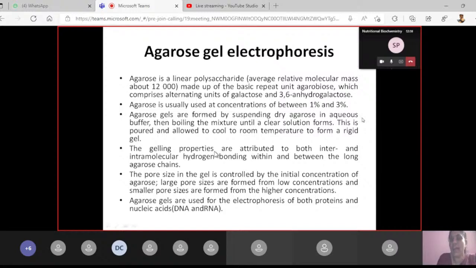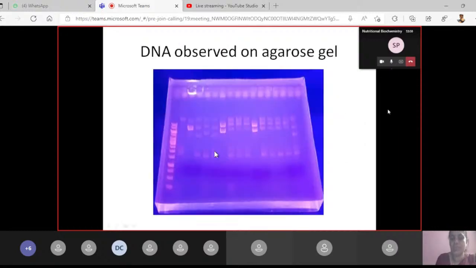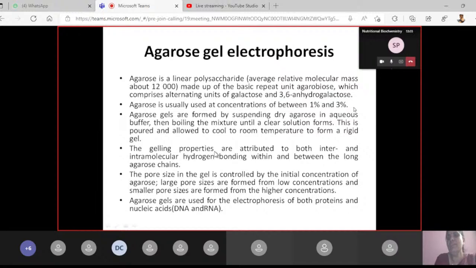Now tell me, agarose concentration is less here and more here. So which will form a larger pore size gel and which will form a gel with a smaller pore size? Can you guess? So 1% and 3%. Which gel will have smaller pores? Which gel will have larger pores? 3% will have smaller pores, madam, because of more cross-linking. Very good. So this will have small pore size. 1% will have large pore size.